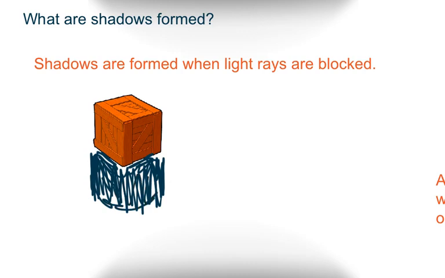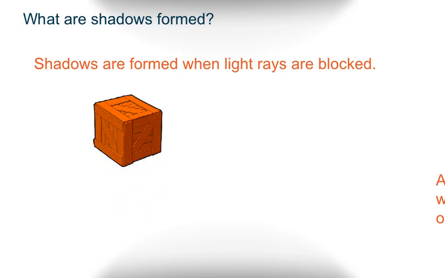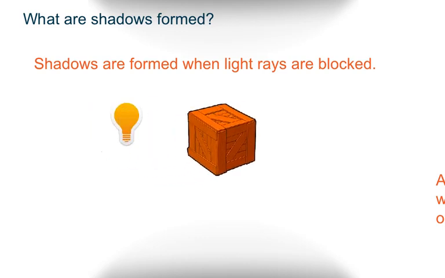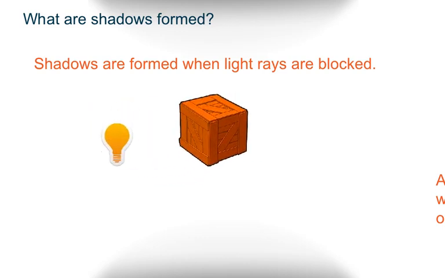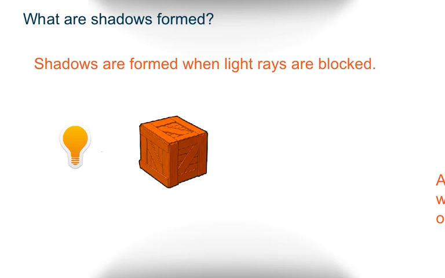So let me show you again. Let's erase the shadow first and view the box from the side. Let's say the box is placed at the side here. Now this is a light source. Now when the light is shining, the light rays will be traveling from the light source in all directions.